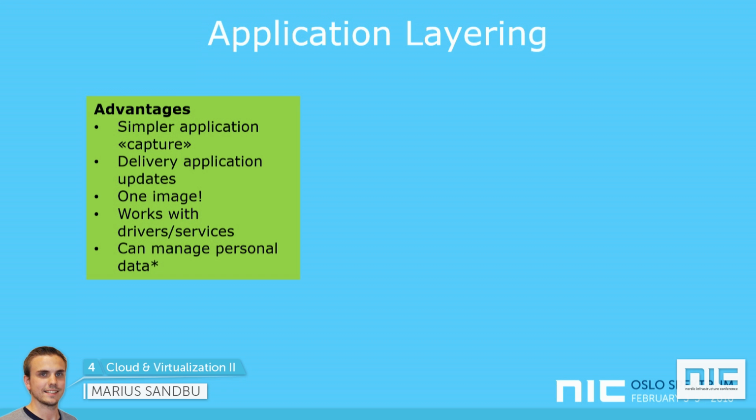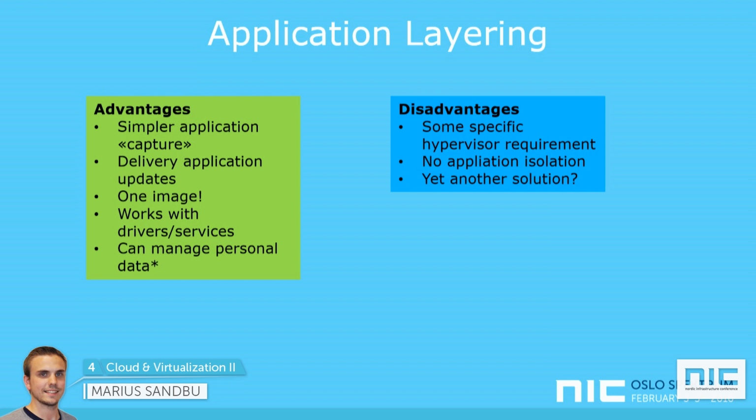So the installation of applications is pretty much the same as we would always do. But now we can have one image containing all our line of business applications, for instance. And also, in most cases, this works with drivers, startup services, and we can also manage personal data as well. But depending on the vendor, there are some specific hypervisor requirements if you want to do OS layering and so on.